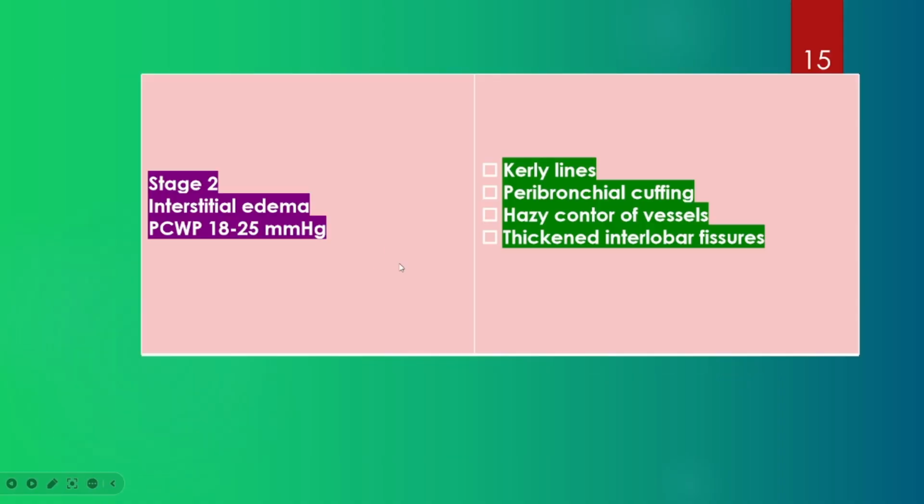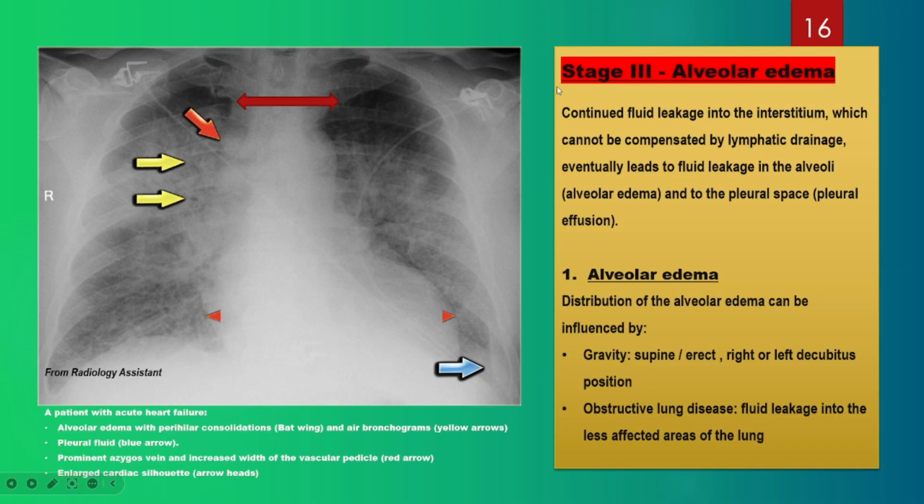In summary, in stage 2, the pulmonary capillary wedge pressure is 18 to 25, and because of fluid leakage into the interstitium, we will be able to see curly lines, peribronchial cuffing, hazy contour of the perihilar vessels, and thickened interlobar fissures. Let's move on to stage 3 of congestive heart failure, or the alveolar edema stage.